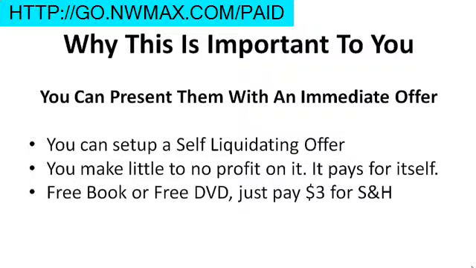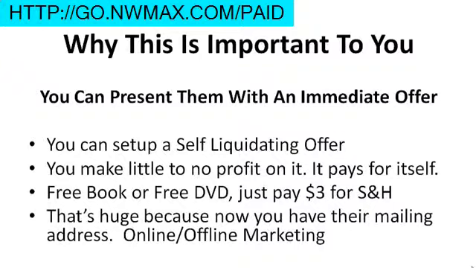Now, this can be a free book or DVD. Just pay $3 for shipping. This is huge because now you have their mailing address. Once you get their mailing address, you can engage in what's called offline-online marketing, or online-offline marketing, a combination of that. You've acquired their name and email address, typically through a squeeze page. But when you get name, email address, and mailing address, because you're going to send them a free book or a free DVD in the mail, now you're able to send other offers to them as well.